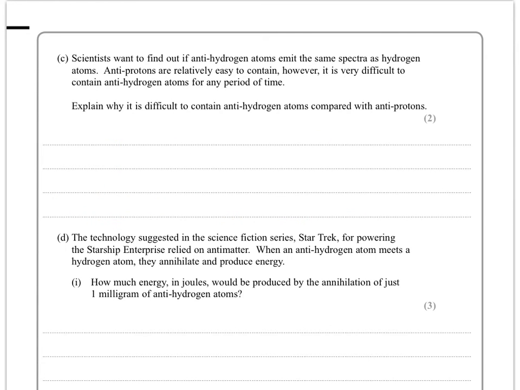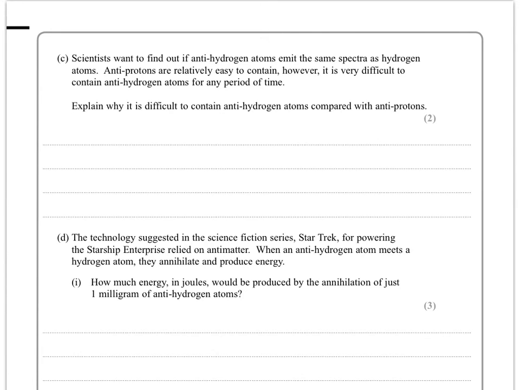Part C. Scientists want to find out if antihydrogen atoms emit the same spectra as hydrogen atoms. Antiprotons are relatively easy to contain. However, it is very difficult to contain antihydrogen atoms for any period of time. Explain why it is difficult to contain antihydrogen atoms compared with antiprotons.